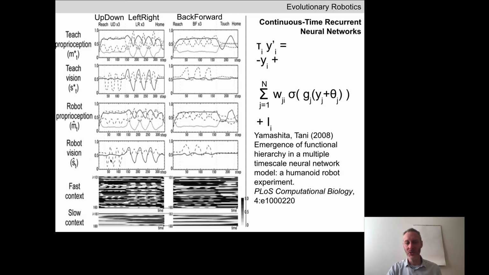The robot was also looking at its hands as it was doing this, and you can see the visual sensors kind of reporting the same thing. Okay.